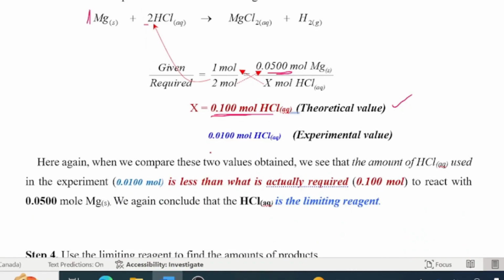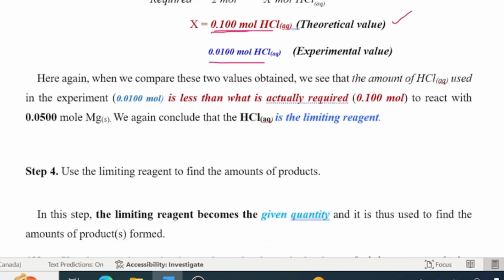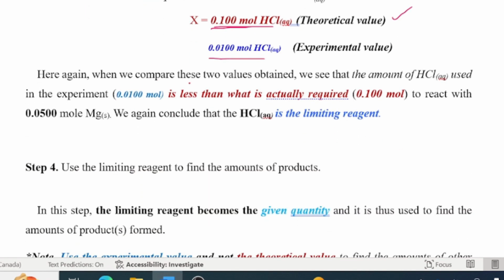So look what happens. You were supposed to use that. Look what happens there. You use 10 times less. So here again, you can see all the HCl we used up, and you call it the limiting reagent again. So here again, when you compare these two values, you can see that the amount of HCl used in the experiment, this one here, is less than what is required to react with that number of moles of magnesium. We conclude again that HCl is a limiting reagent. So both sets of students will be correct.